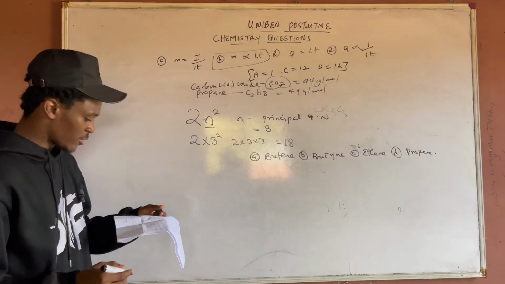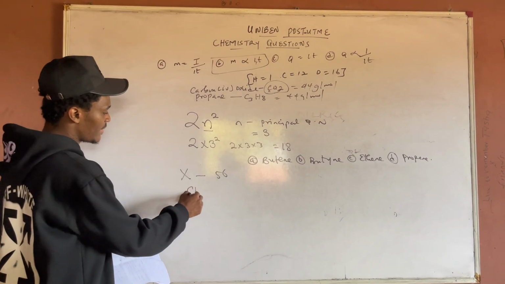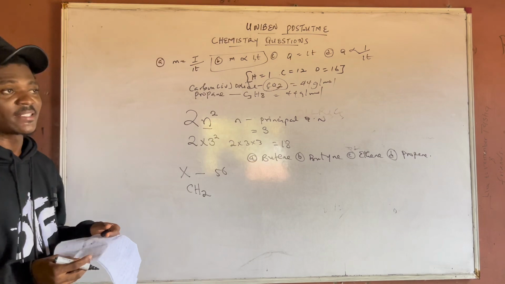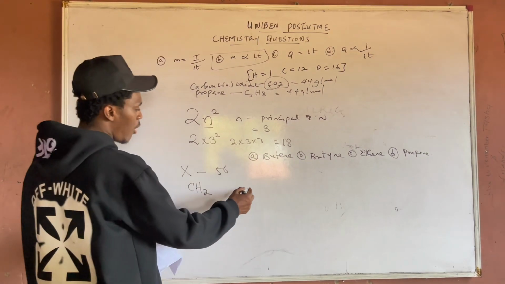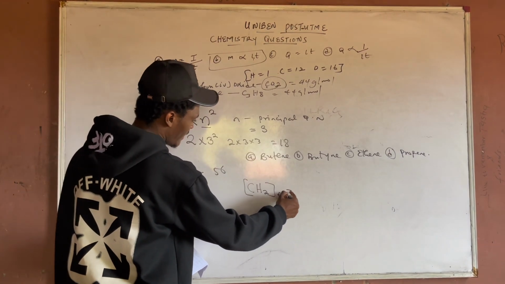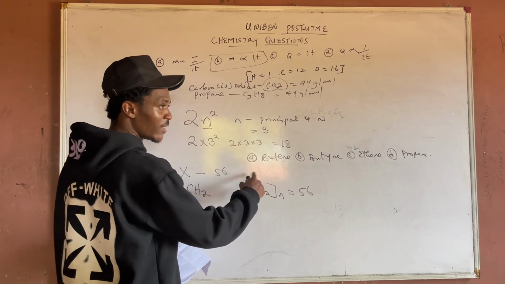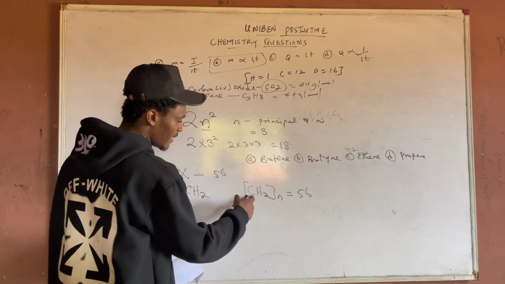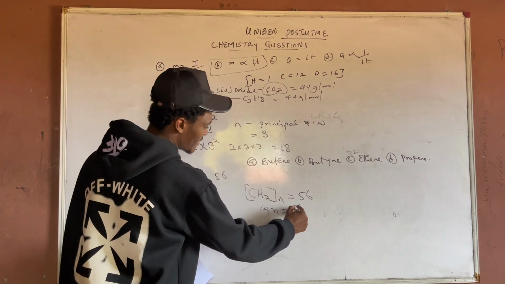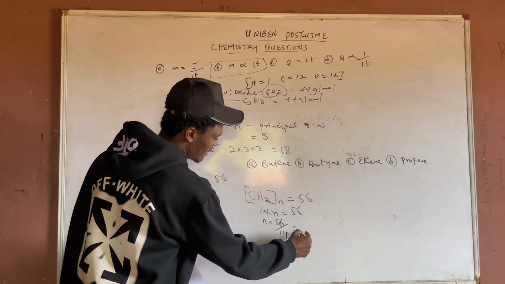So they said the compound X has a molar mass of 56, and the empirical formula is CH2. What are you supposed to do in order to obtain the compound X? You have to get the molecular formula. For you to obtain that, you work with the empirical formula, which is (CH2) all in bracket n, equal to 56, which is the molecular mass. So you calculate the relative molecular mass of CH2 and multiply by n. That becomes 12 plus 2, that should be 14. So 14n equals 56. So n equals 56 over 14. That is 4.